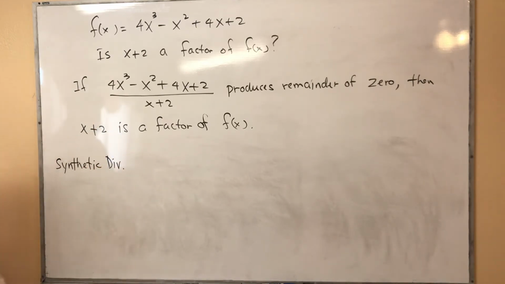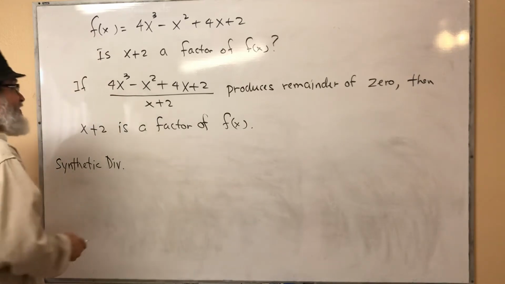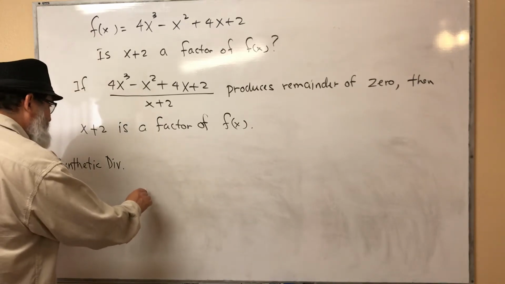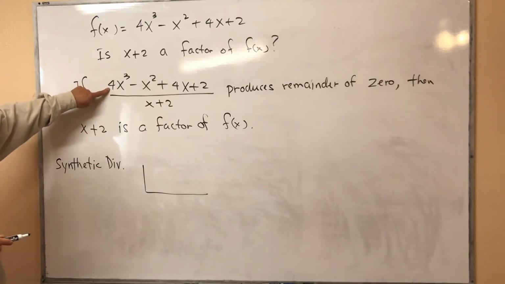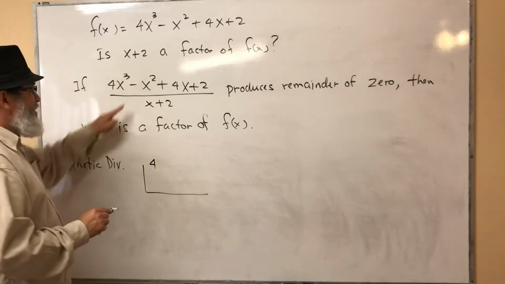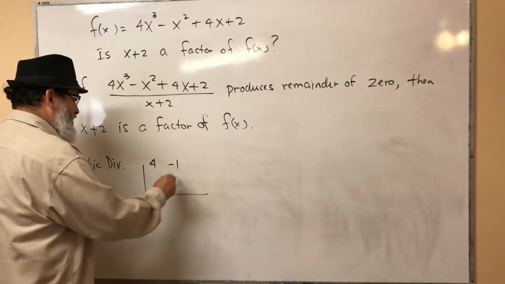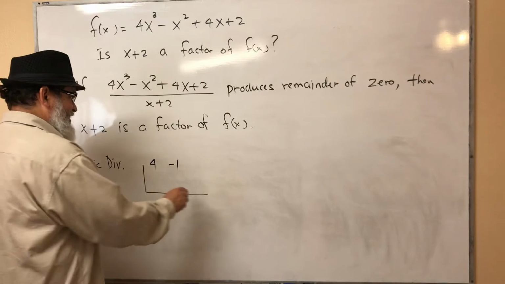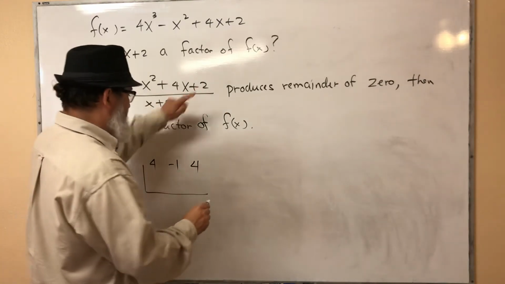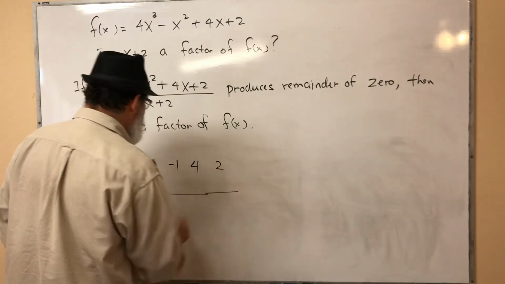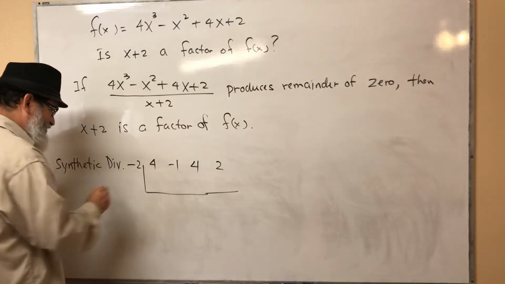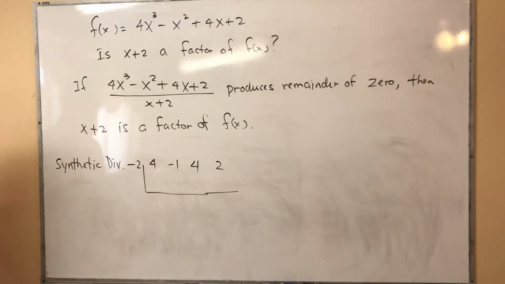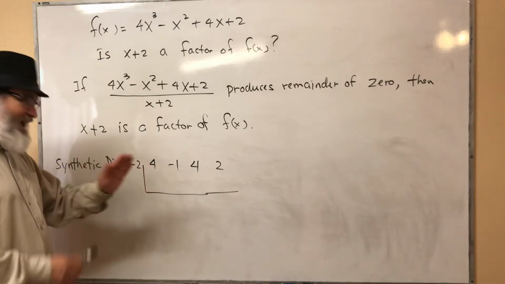Okay. How do you do synthetic division? Coefficient 4. Coefficient -1. Coefficient 4. Coefficient 2. What goes here? The opposite, -2. What's the first step? Bring it down.